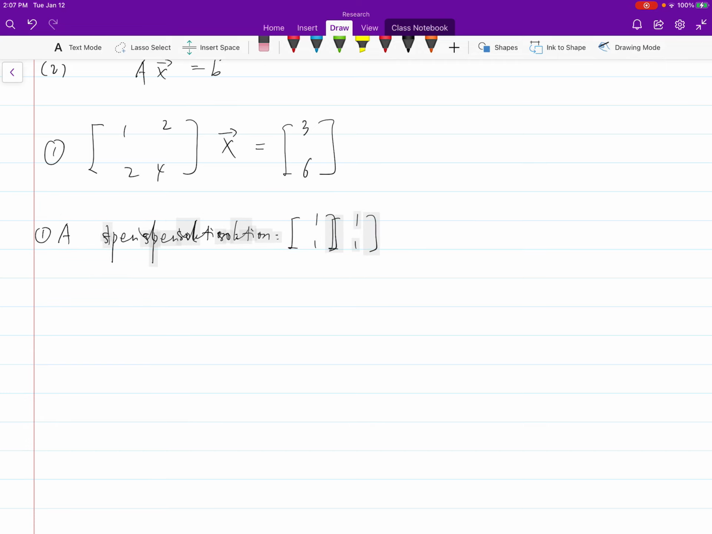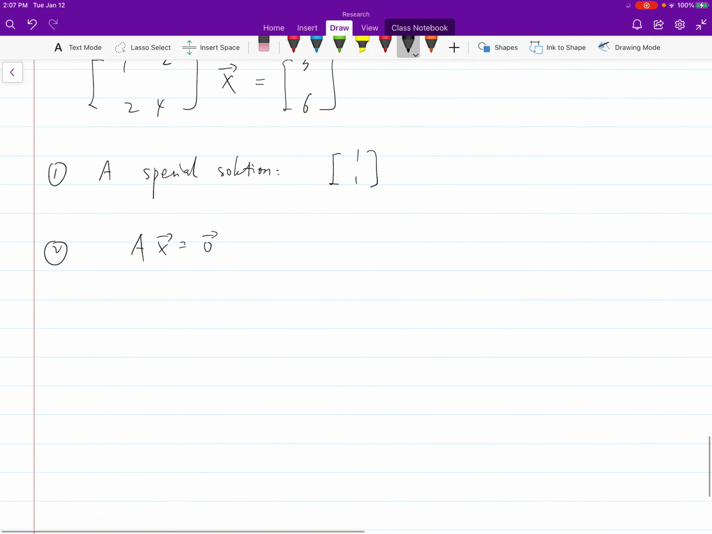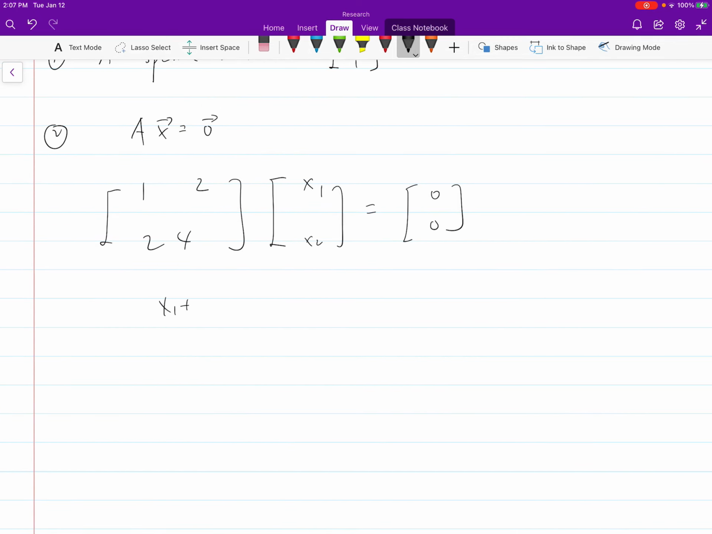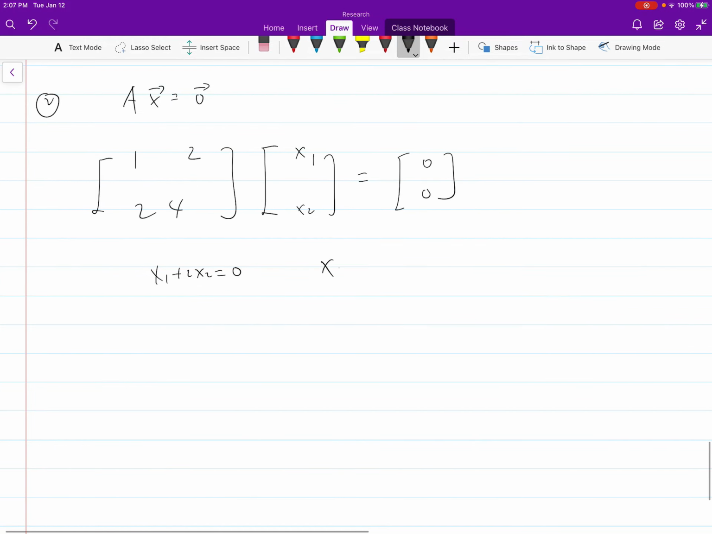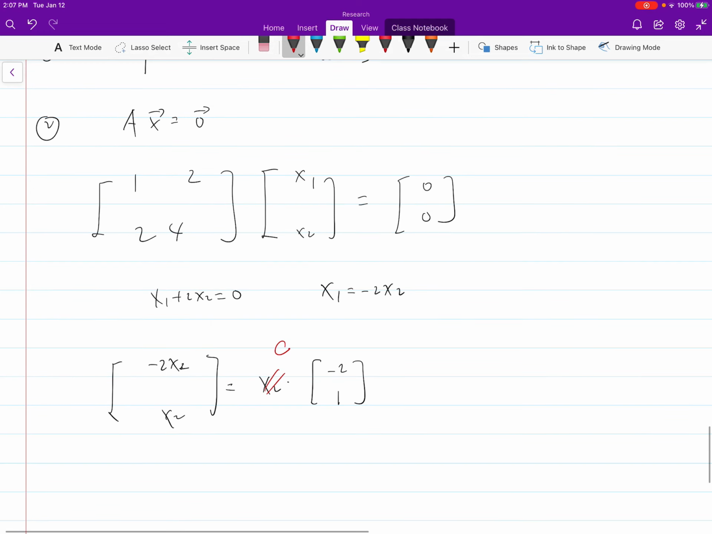Task 2. What you want to do now is find the solution for the homogeneous case. Try to recall what we had in linear algebra. The second job is to solve 1, 2, 2, 4 times x1, x2 equals 0, 0. Of course, they give you redundant information. So x1 plus 2x2 equals 0, x1 equals negative 2x2. Therefore, the final answer is x2, which is a constant, times negative 2, 1. And we can rewrite this as a general constant C.